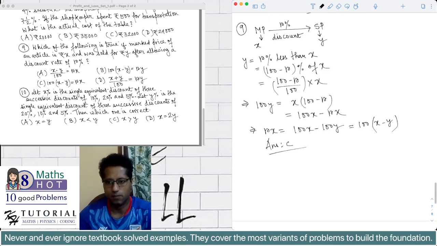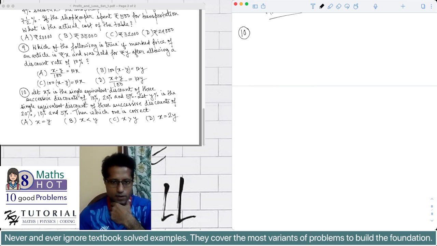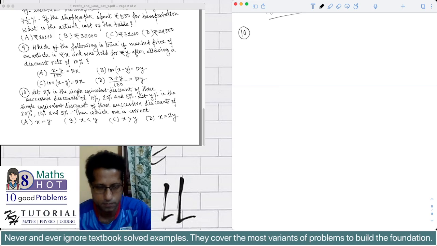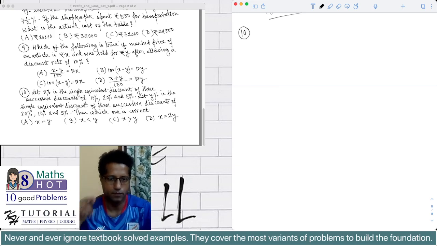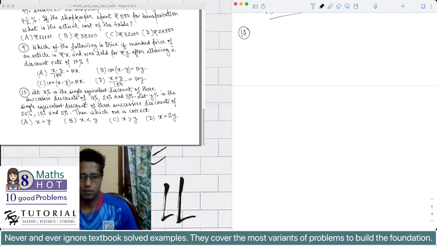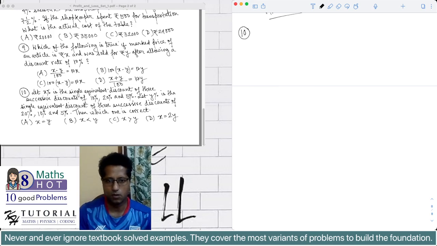Okay, let's do problem number 10. Let X% be the single equivalent discount of three successive discounts of 10%, 20%, and 5%. Let Y% be the single equivalent discount of the three successive discounts of 20%, 10%, and 5%. Then which one is correct? We have to find the relation between X and Y, which one is greater, or whether they are equal or not.